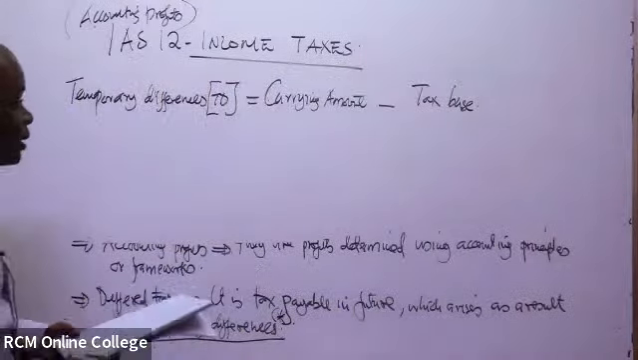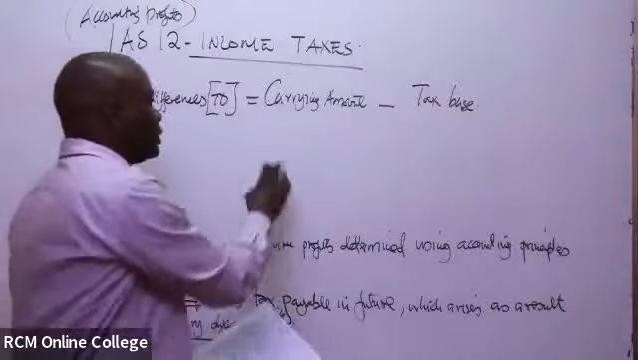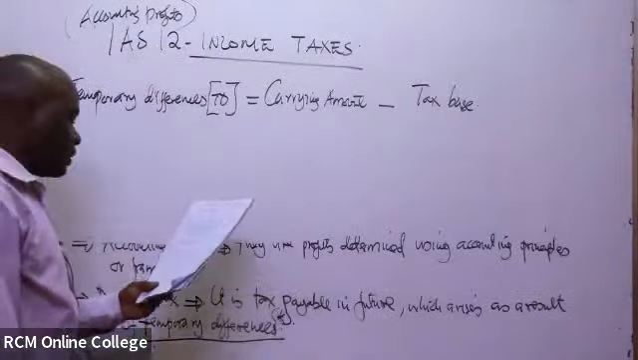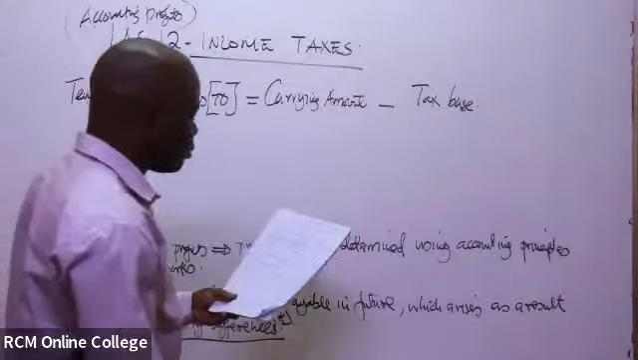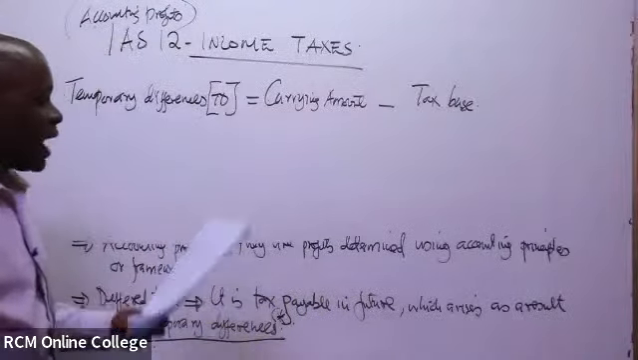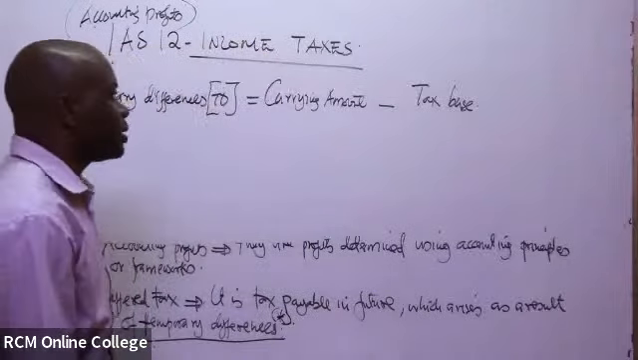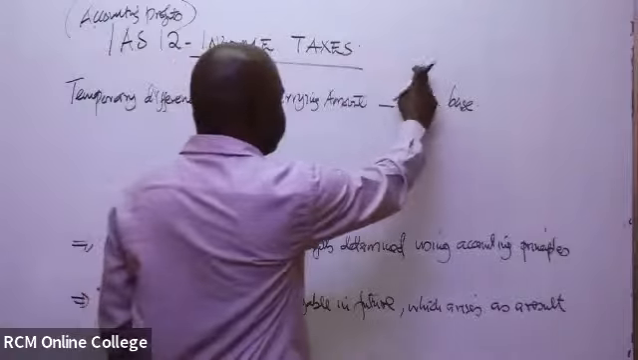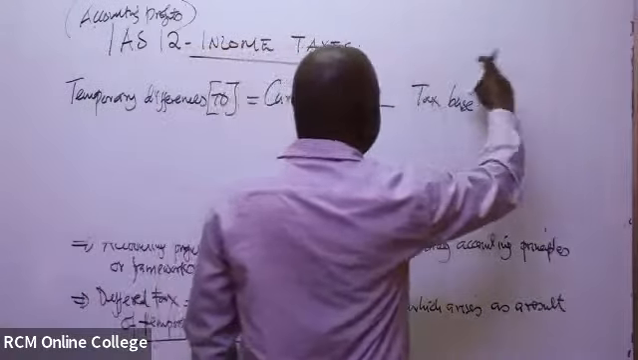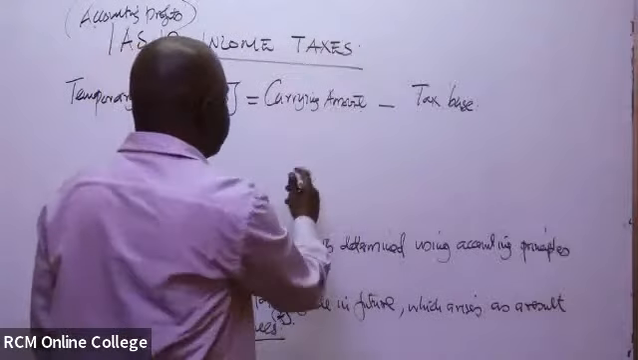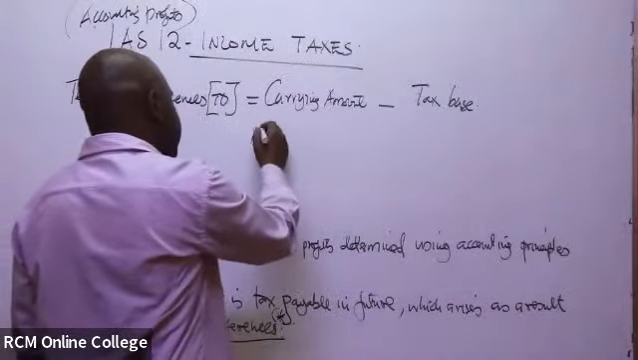So this carrying amount is what will be determined by the accountant, or you can refer to it as the net book value. When you prepare the balance sheet, you normally do cost minus depreciation, then you get the NBV. So this carrying amount is the NBV, the net book value.